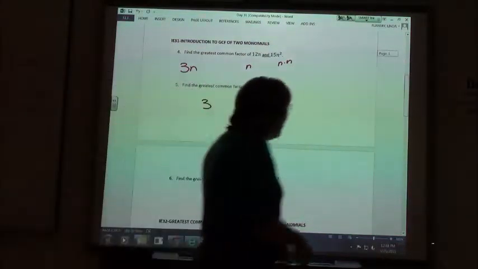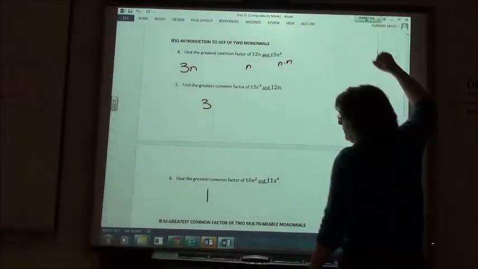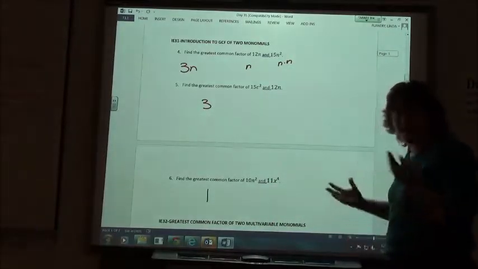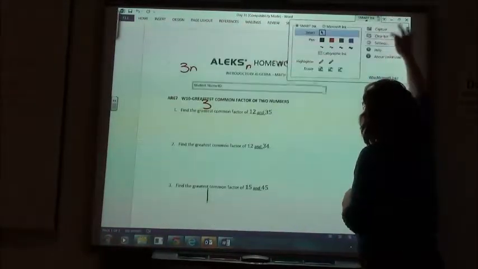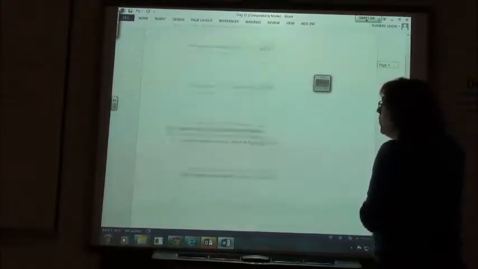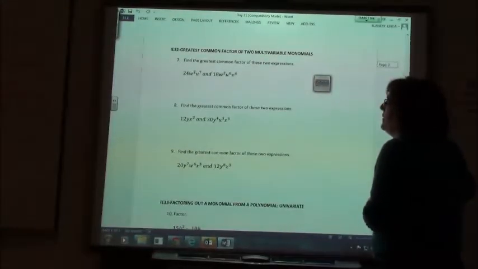No variable with n. Because the variables are different? Because the variables are different, so they're not in common, right? They wouldn't have anything in common. We'll get to some longer ones.